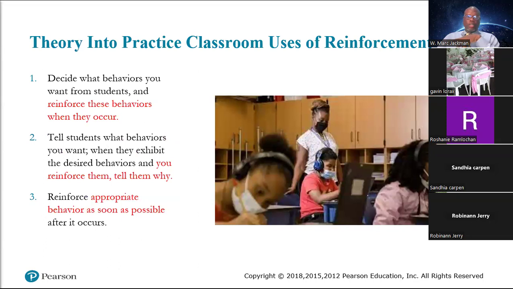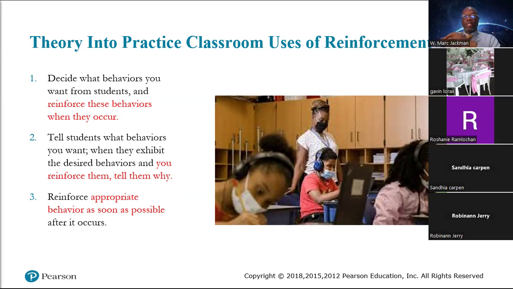Theory into practice, uses of reinforcement. You have to decide on what behaviors you want from students and reinforce these behaviors when they occur. Now, some teachers say, put up your hand if you have an answer. When I ask a question, I want to say, put up your hand. But sometimes students put up their hand and they don't call them, and other students blurt out an answer and they take the answer. So what will eventually happen? The students will stop putting up their hand because they realize, I just put up my hand, but Miss Zoe doesn't call me.